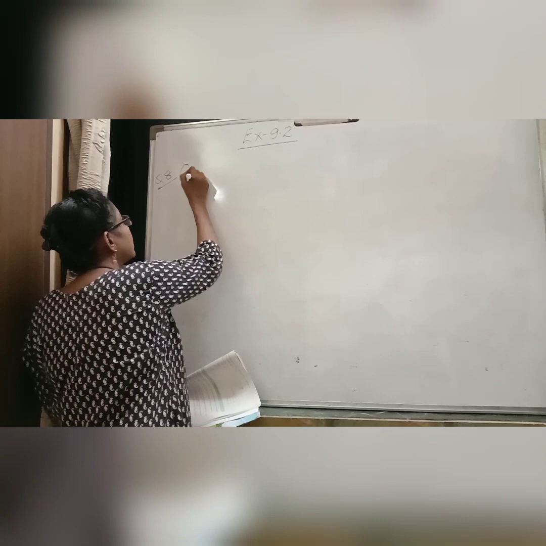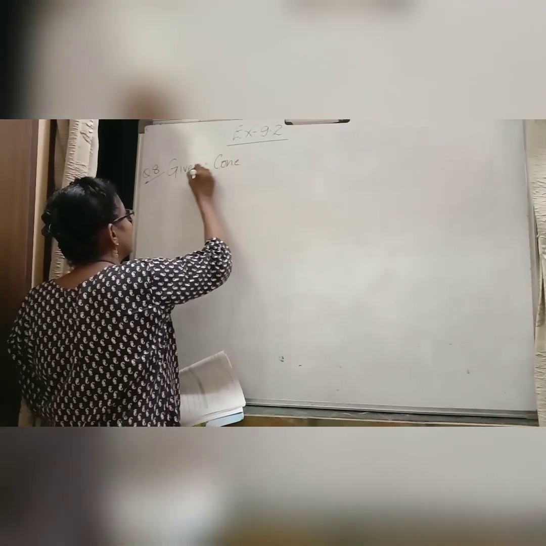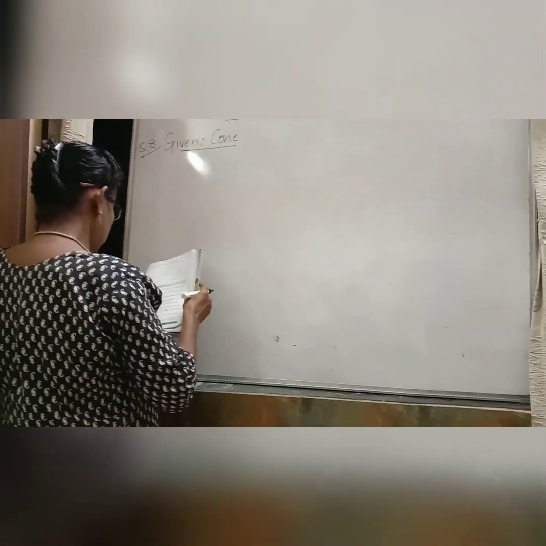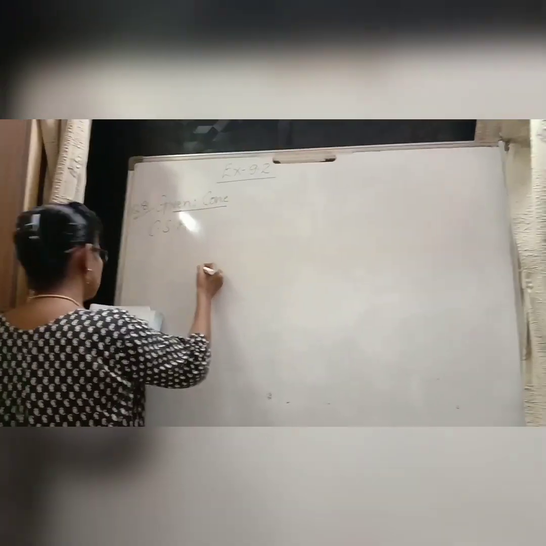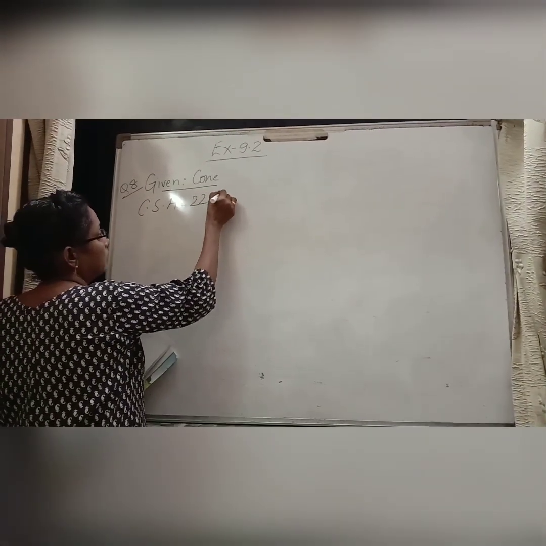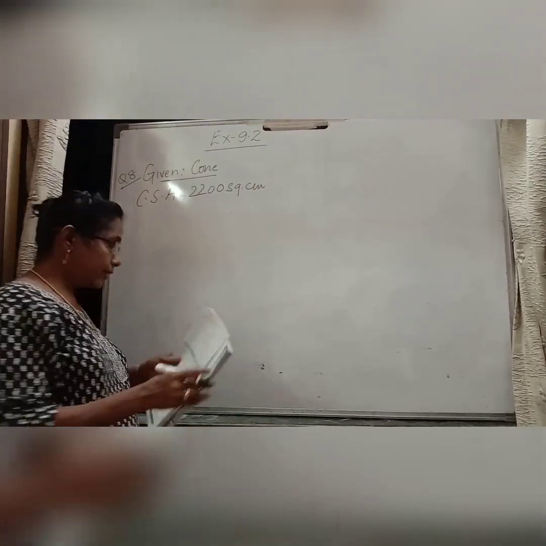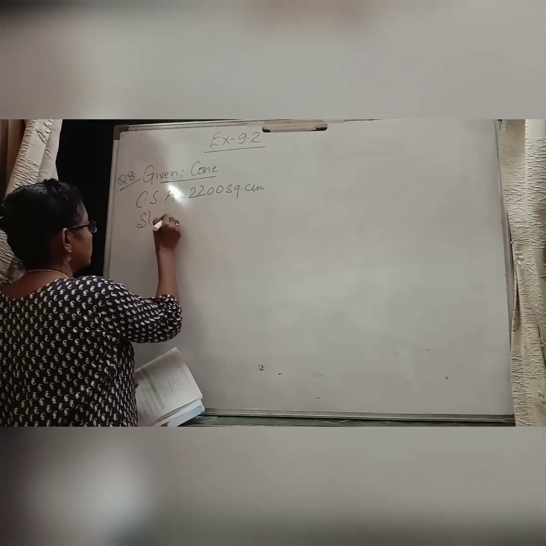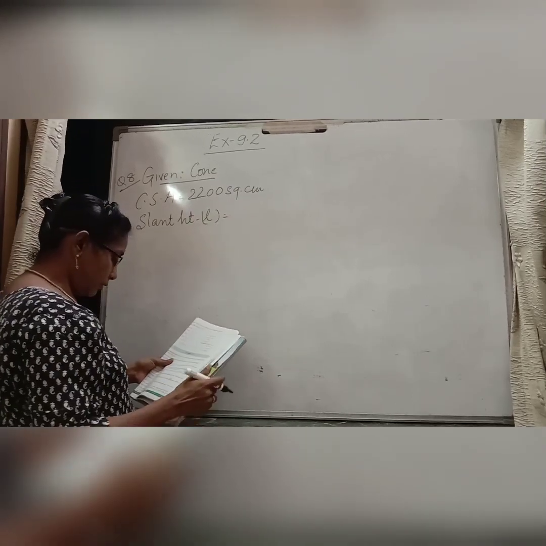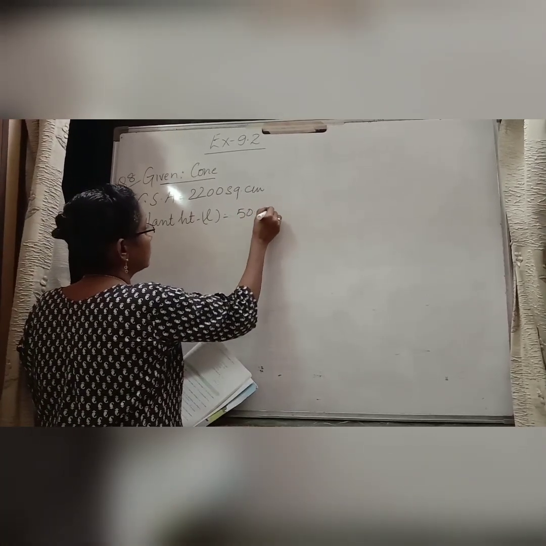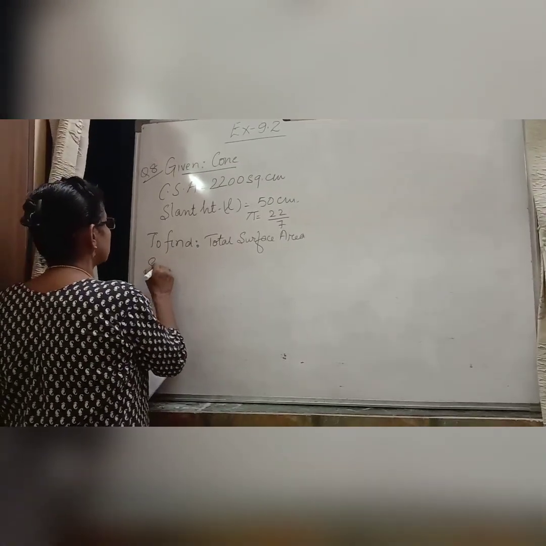So given, we will write: cone curved surface area is equal to 2200 square centimeter. Then slant height is given. L is given as 50 centimeter. Pi is 22 by 7. Solution we will start, students.